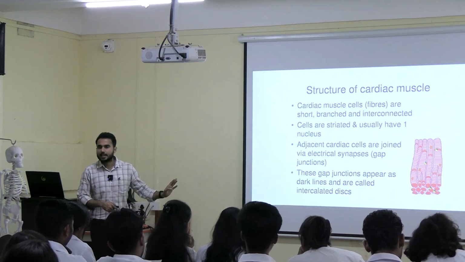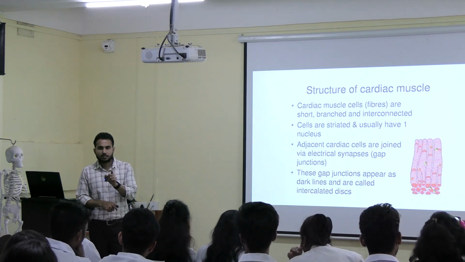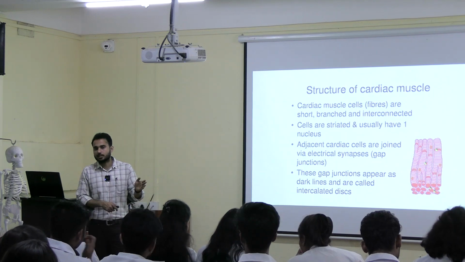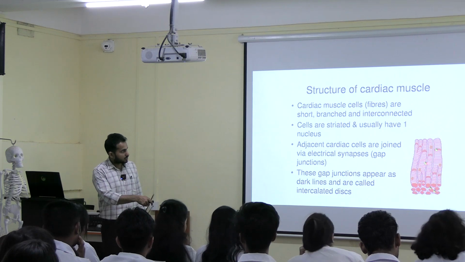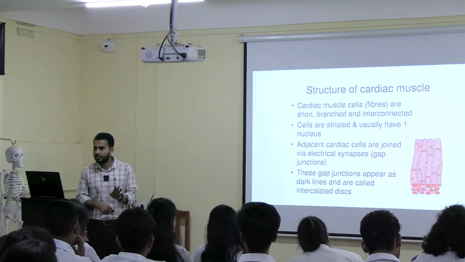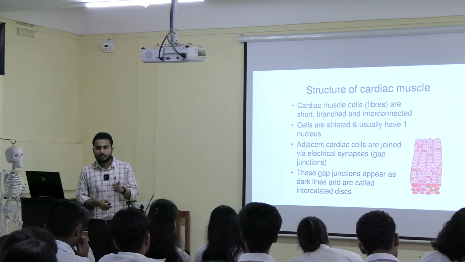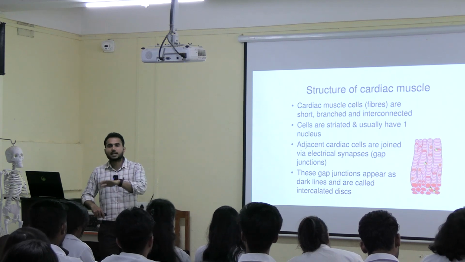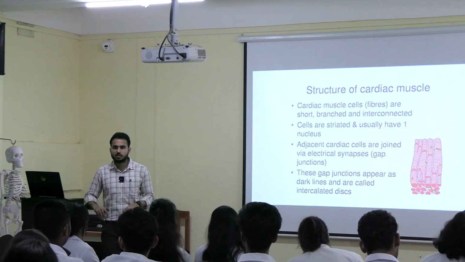Here also striations are present. In the cardiac muscle, striations are present, but they are not as prominent as compared to the skeletal muscle, but still striations are there. Can you see the striations? Don't think that in cardiac muscle striations are not there. Next point is, the fibers branch and anastomose with each other. Individual fibers will branch and anastomose with each other.